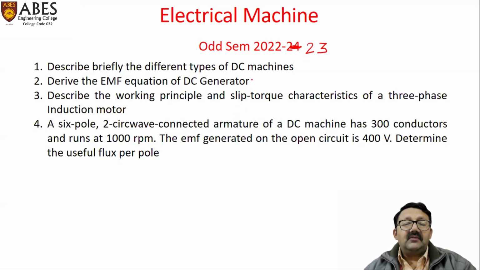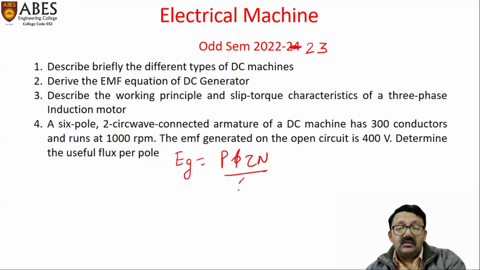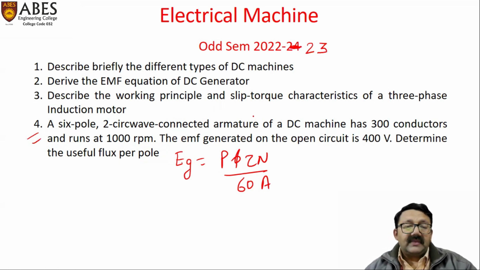The next is: derive the EMF equation of DC generator. Again, there is a separate video on the EMF equation. Describe the working principle and slip torque characteristics of the three-phase induction motor. And there is a numerical problem which is based on this relation, EG is equal to P phi Z N upon 60A. This numerical is also solved in the video on the EMF equation.